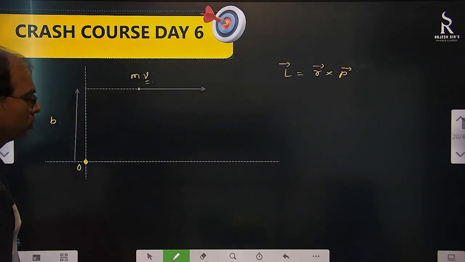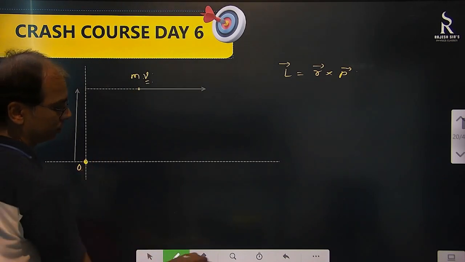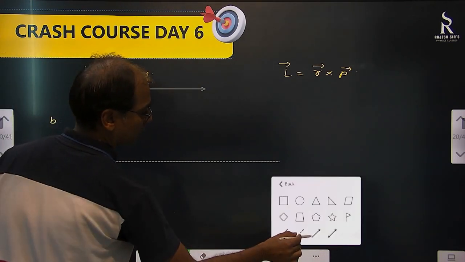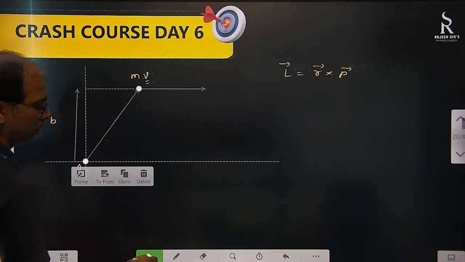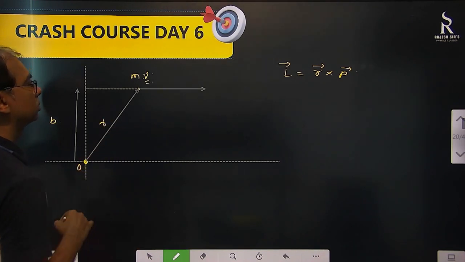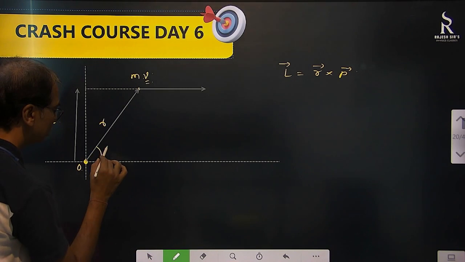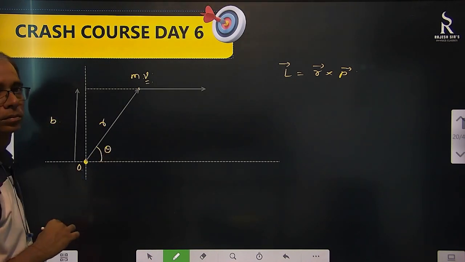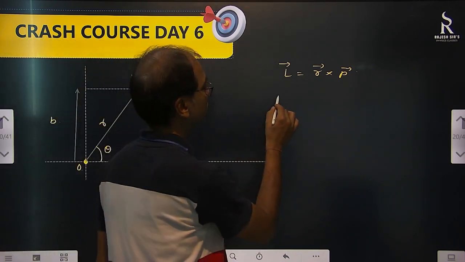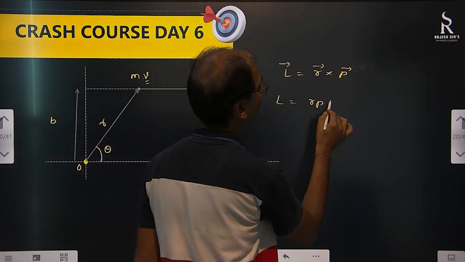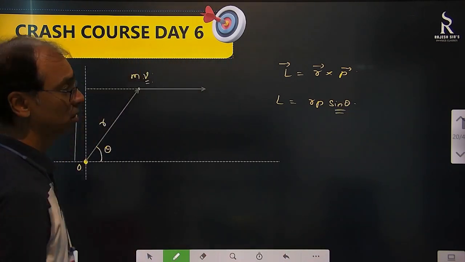Okay. So what to do? First thing is join this point from here. Let's assume this is R, and then let's assume this is theta. Correct? Why theta is required? Because this is r cross p, no? Its magnitude is Rp sine theta. This is the magnitude. So theta is required.